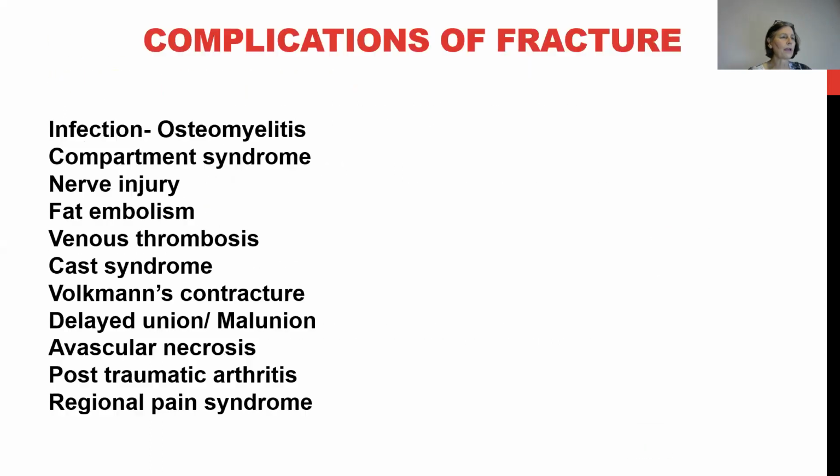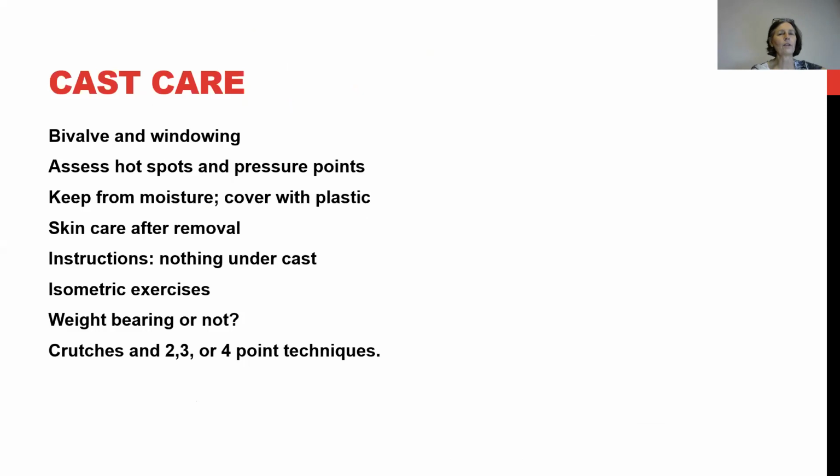So when we talked about cast care, it said bivalving and window. So bivalving is cutting the cast on the longitudinal axis. A window is when we cut a square into the cast.